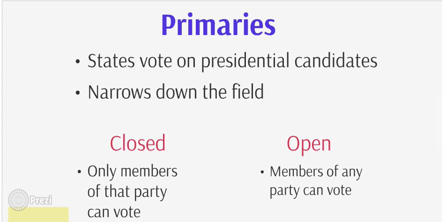North Carolina has a semi-open primary, so that means that Republicans still have to vote in the Republican one, and Democrats still have to vote in the Democratic primary. But if you're unaffiliated, you don't align to any party, or if you're an independent, you can vote in either one that you want. But remember, you can only vote once.